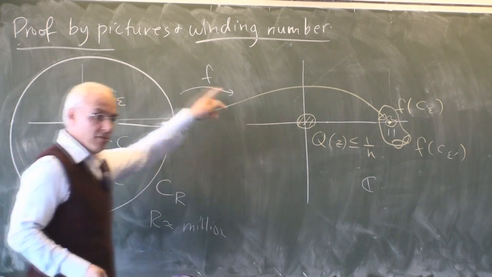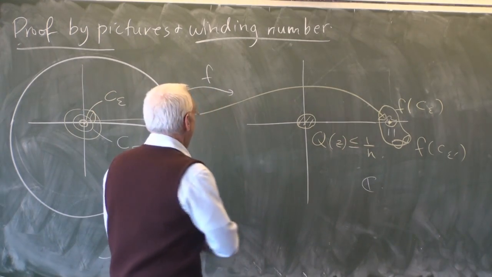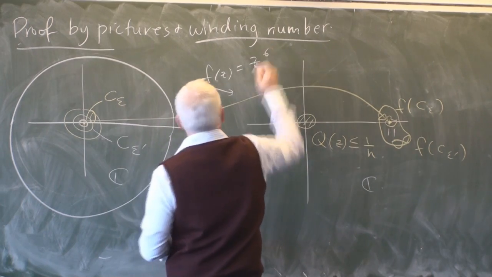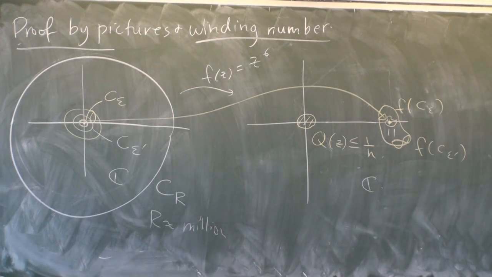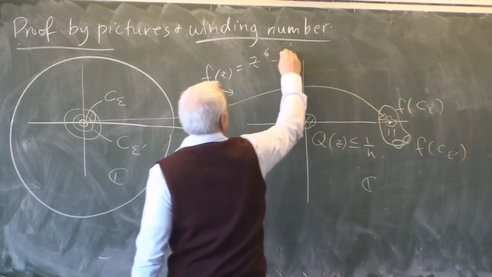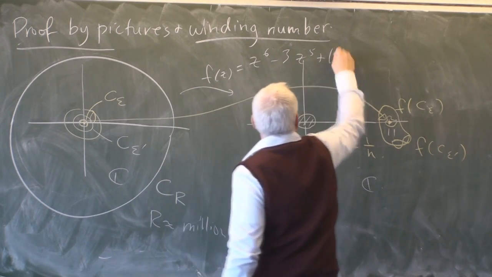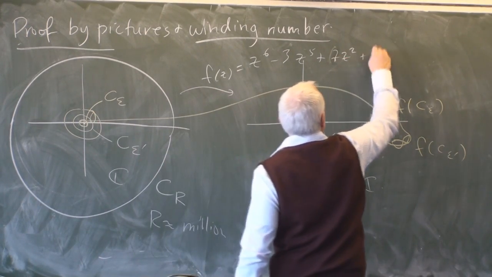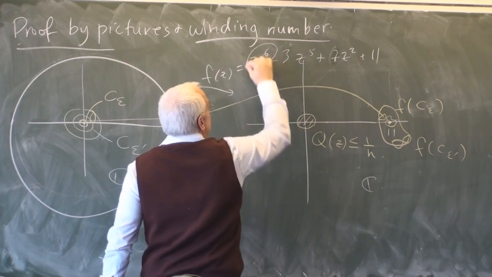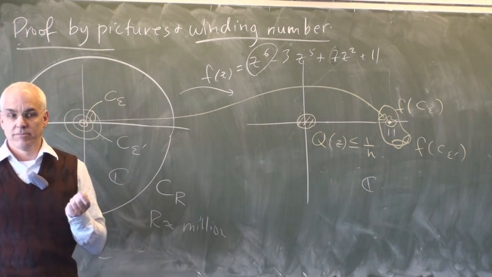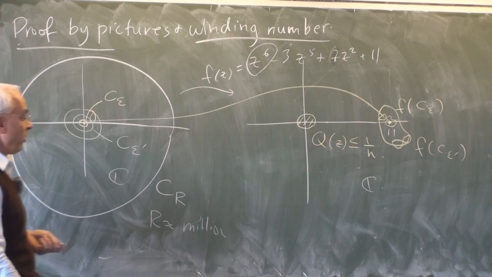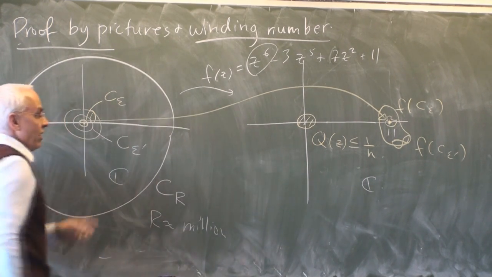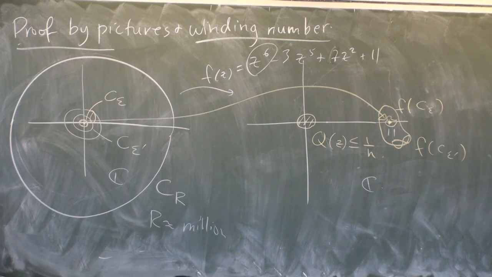Okay, what do we know about its image under this map? Well, the particular polynomial that I was looking at was something like z to the 6th minus 3 z to the 5th plus 7 z squared plus 11. It doesn't matter what this is, but this degree we know is at least 1, because we're assuming it's a non-constant polynomial. So the question is, what happens to this circle under this polynomial?